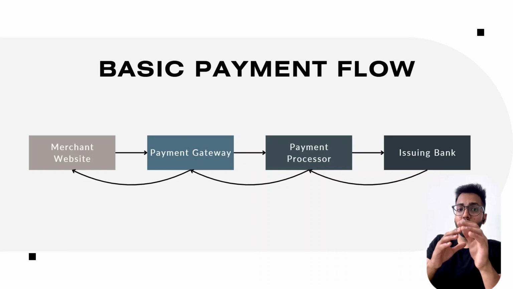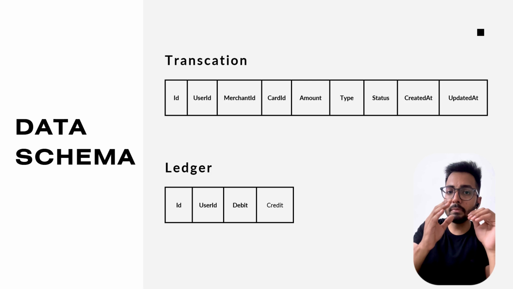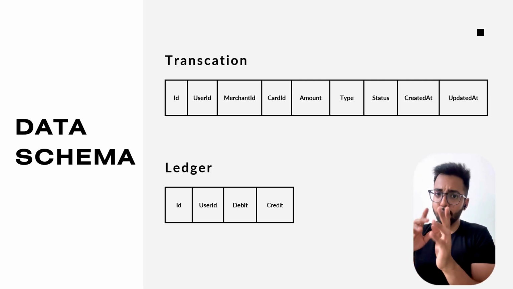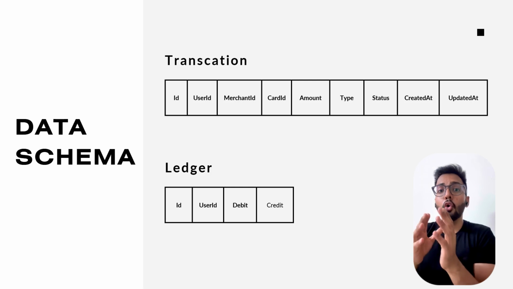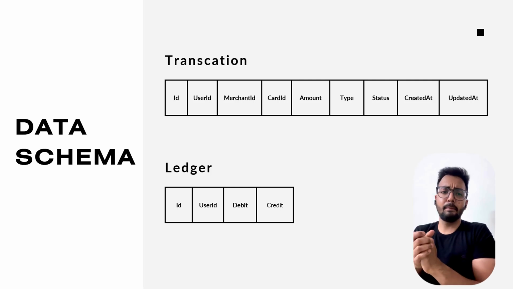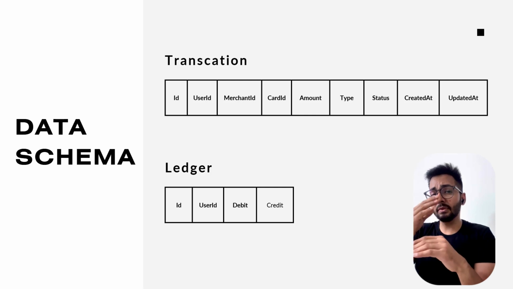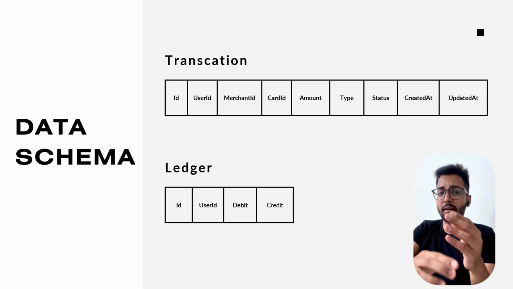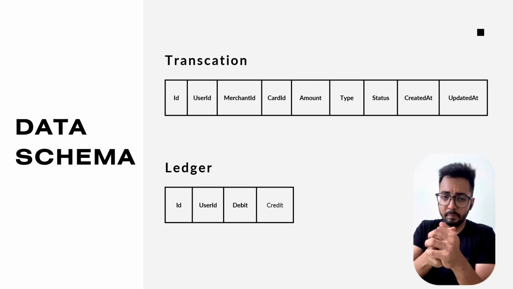Now, to keep track of all these transactions, a system must have two important tables. First one is the transaction table and the second one is the ledger table. So the transaction table holds basic transaction details like, let's say, user ID, merchant ID, card ID, amount, type, status, created at, updated at, and so on. There can be many more as well, like currency and so on.